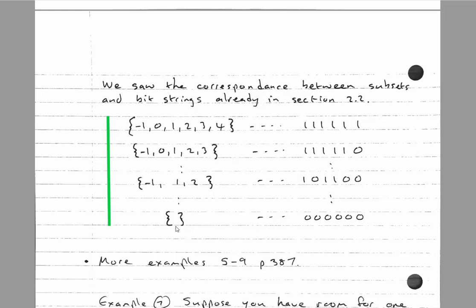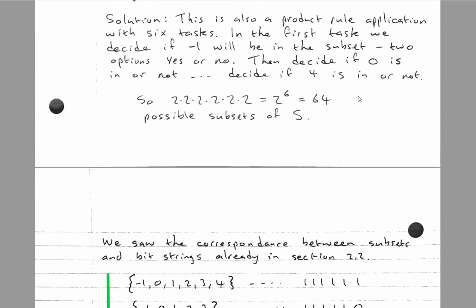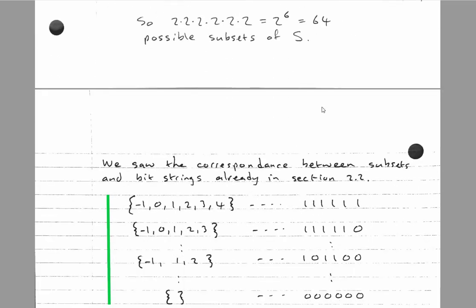And this was in one of the homework questions. If you don't include any of the elements, so a string of zeros, then that's the empty set. So in these last 2 examples, we've seen both of these lists contain 64 elements.